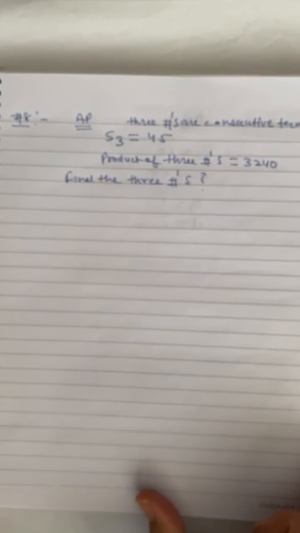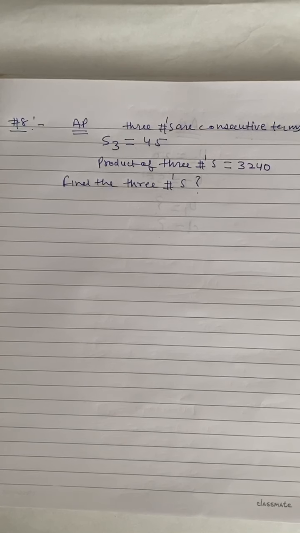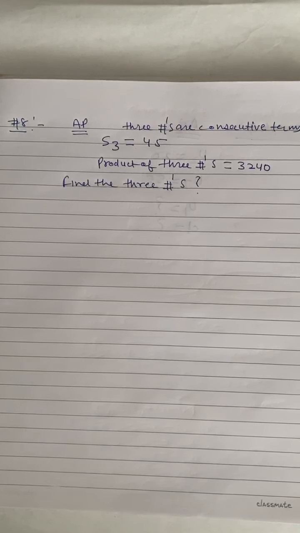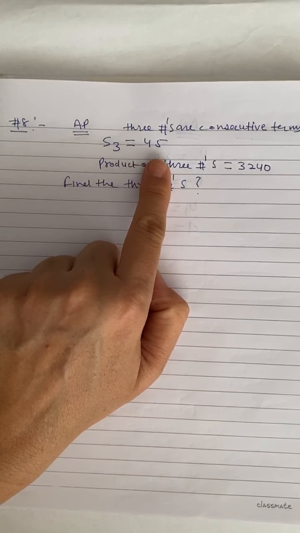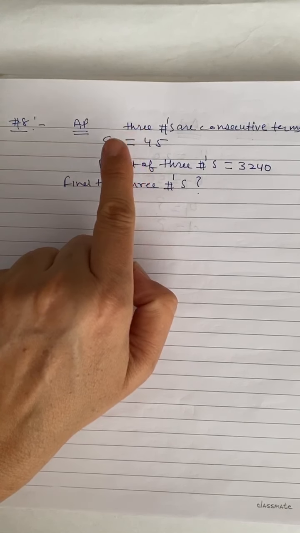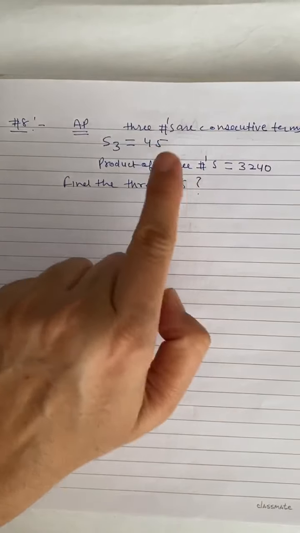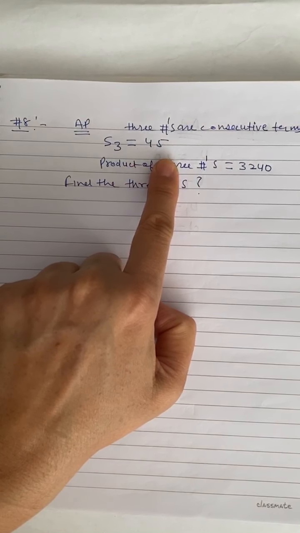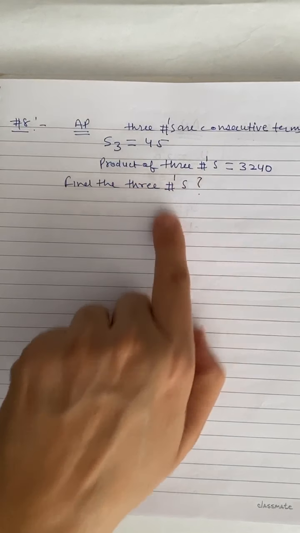Now the next question is, the arithmetic progression is given, and they said here that there are 3 numbers. They are consecutive terms of an arithmetic sequence, and the sum of the 3 numbers is 45. So I said S3 is equal to 45. So the sum of 3 terms in an arithmetic sequence, and the terms are consecutive terms, the sum is 45, and their product is 3240, and then you have to find those 3 numbers.